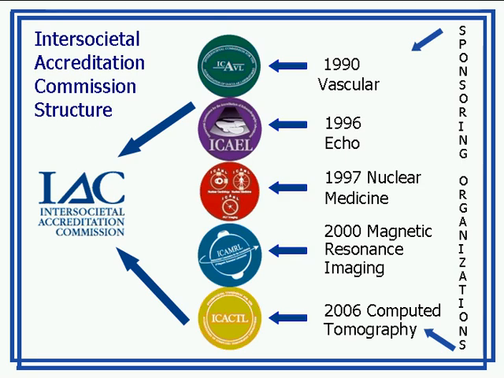I'd like to first start by giving a little bit of background to the Intersocietal Accreditation Commission. This slide outlines that structure. We started with the first organization in 1990, ICAVL, for Vascular Laboratory Accreditation. In 1996, we added ICAEL for echocardiography. In 1997, the ICANL joined for Nuclear Medicine, Nuclear Cardiology, and PET accreditation. In 2000, the ICAMRL was started for magnetic resonance imaging. And in 2006, we added our latest diagnostic testing accreditation modality, for CT.